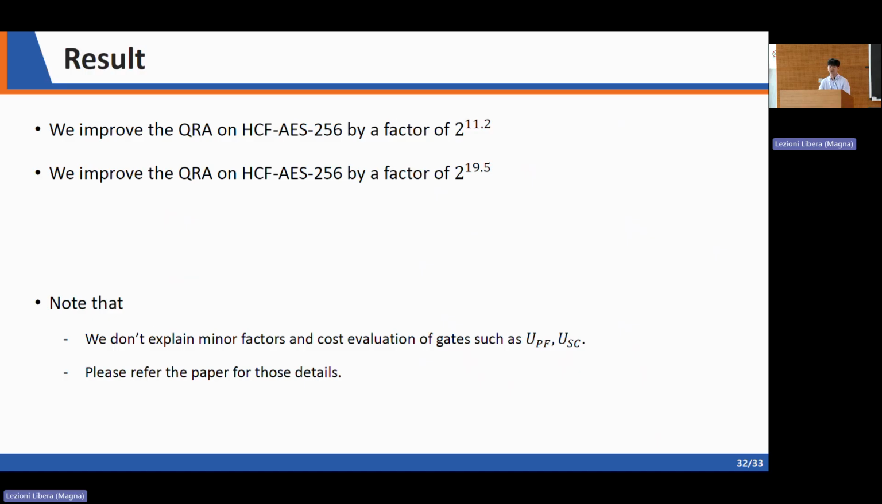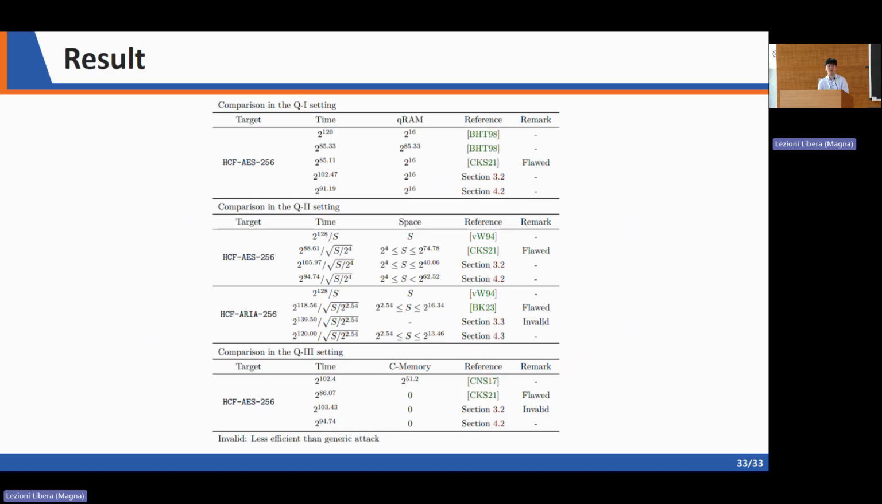And this is the result of our work. We improved the quantum rebound attack on HCF AES by a factor of 2 to 11.2. And we improved the quantum rebound attack on HCF ARIA by a factor of 2 to 19.5. This table summarizes our research.